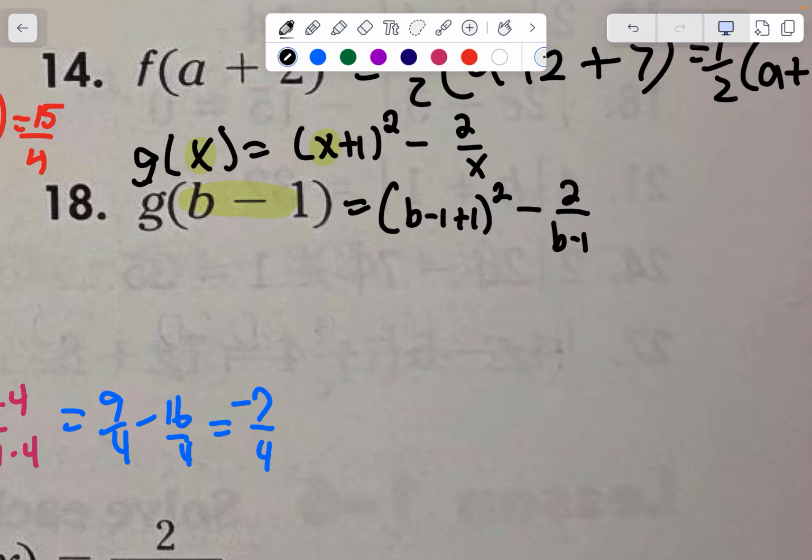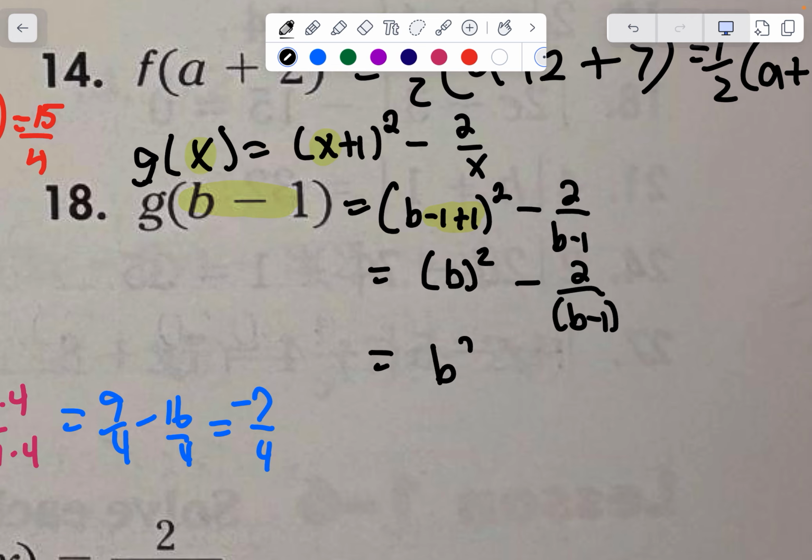Does that make sense how I got that? Okay. Now, what's great that they've done for us is negative 1 and positive 1 cancels out. So that's just b squared. I'm going to put this b minus 1 in parentheses so that it kind of pops out at you a little bit. B squared is b squared.